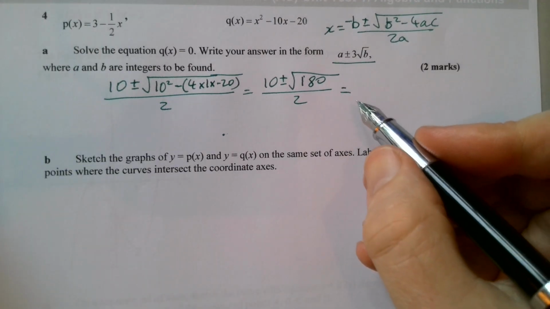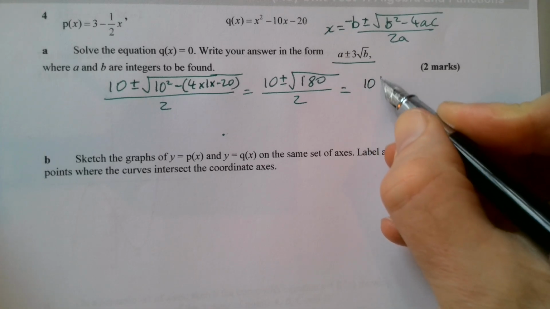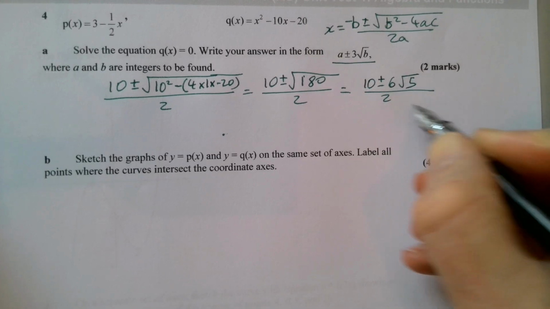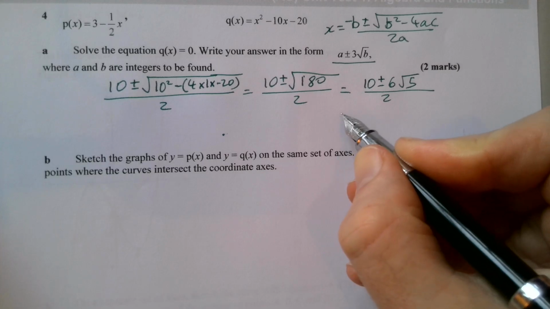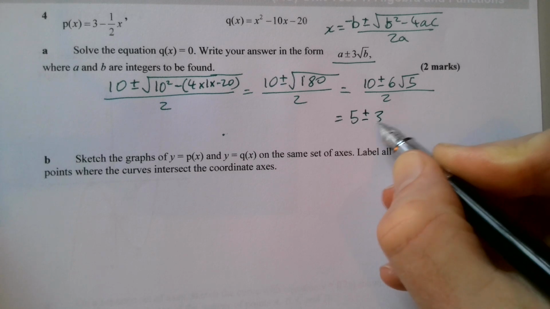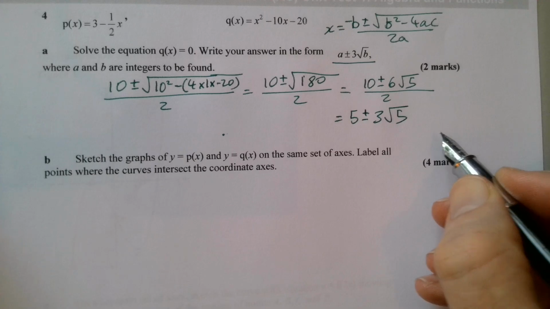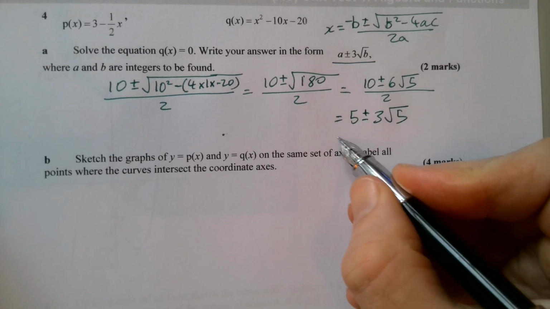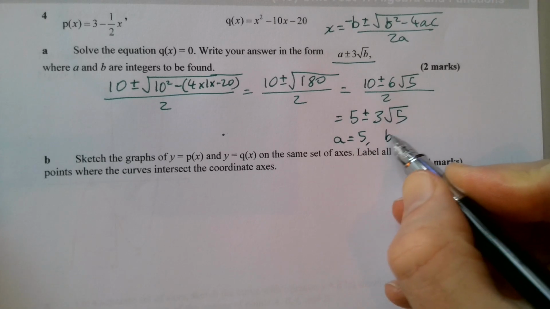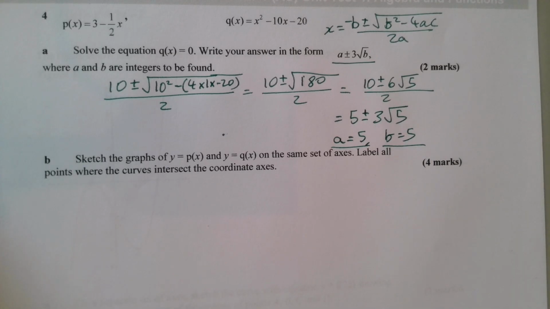But the square root of 180 is 6 root 5. And actually your calculator should have simplified this further for you, because 2 can go into both of those. That's going to give you 10 divided by 2 is 5, plus or minus 3 root 5. And that is your total solution. That's how they want it. Instead of writing that, you could have written a equals 5, b equals 3, or you could put both things down. It's absolutely fine.